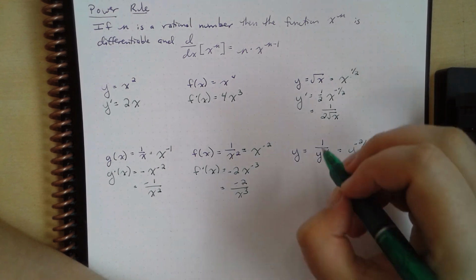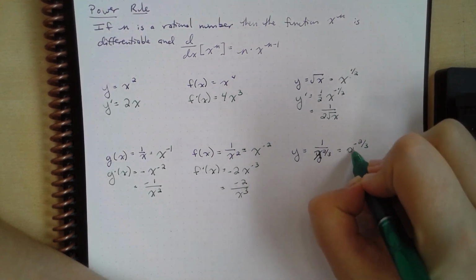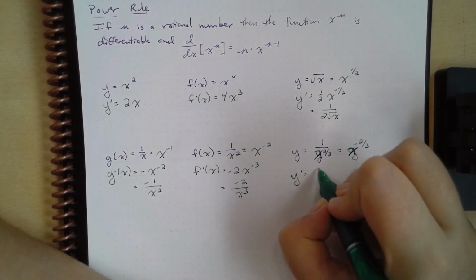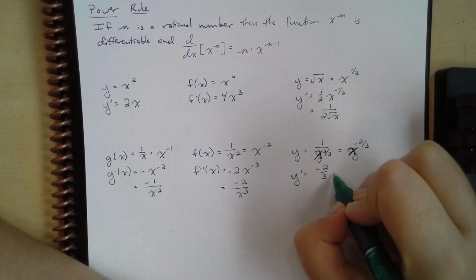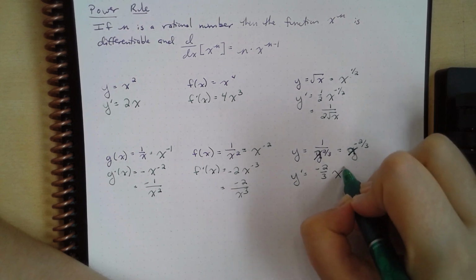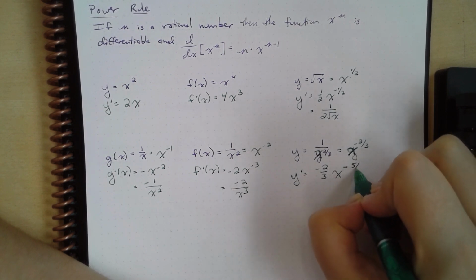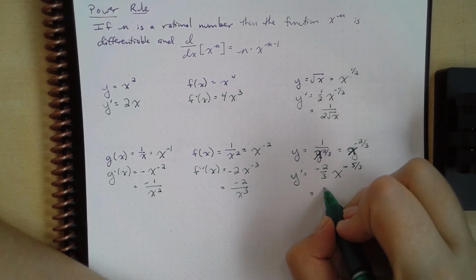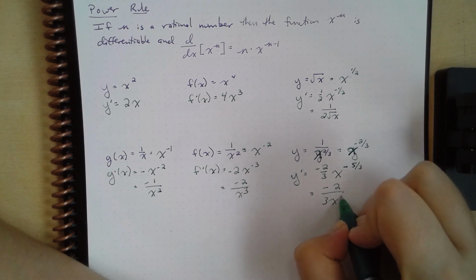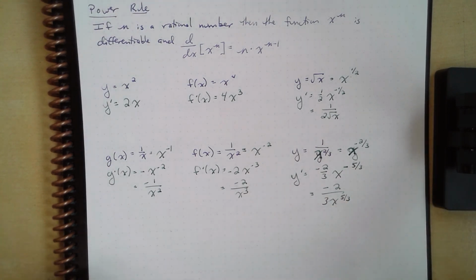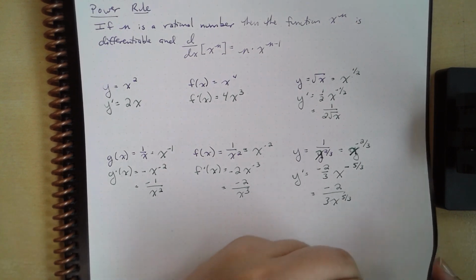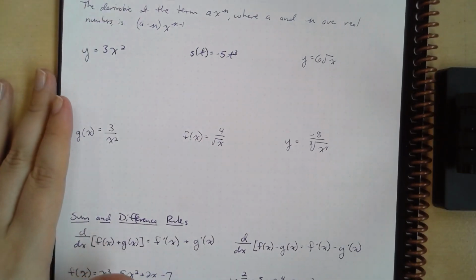Actually, why did I write a y here? This should be an x. This is an x. This is an x. Ignore me. So y prime is equal to negative 2/3 x to the negative 5/3. Looks good. Yep. And then I'm going to have negative 2 over 3x to the 5/3. Hopefully all of that makes sense so far. So we've got the power rule kind of under our belt. Let's move on to a general power rule.